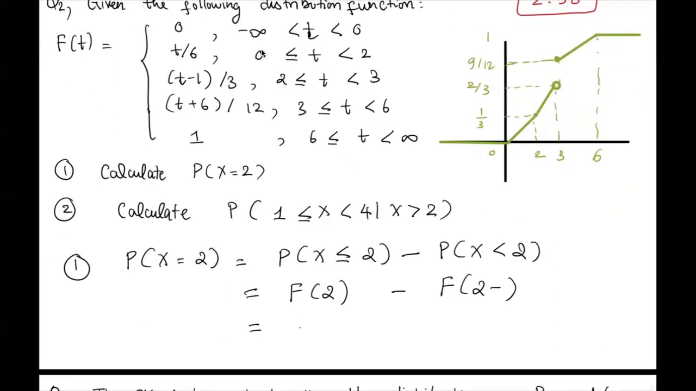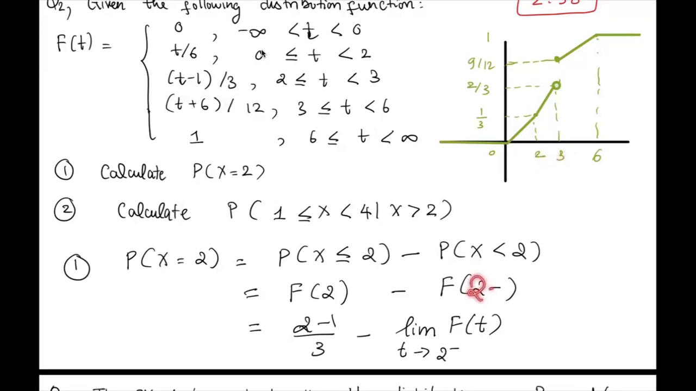Then you would have 2 minus 1 divided by 3. And in order to calculate this quantity, it is actually just the limit of the function f as the input approaches 2 from the left-hand side. If you see here, this is the input. There are 2 ways you can approach this input. You can approach it from the left-hand side or from the right-hand side.